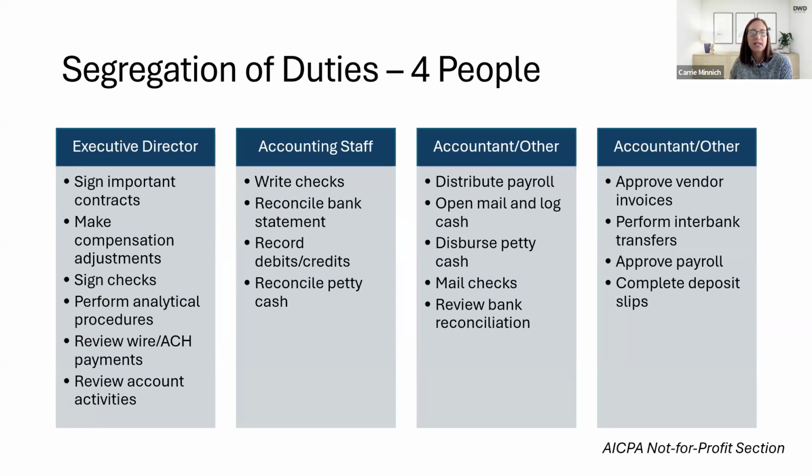The first slide here talks about how you can segregate duties if you have 4 people. The 4 people listed here are the ED, two accounting staff, or other. Now, when you think about segregation of duties, it doesn't necessarily have to be all accounting staff. It could be someone that's not in the accounting department. The key here is that we want to have 4 different people. And you can see here how they've allocated the different work between 4 people.